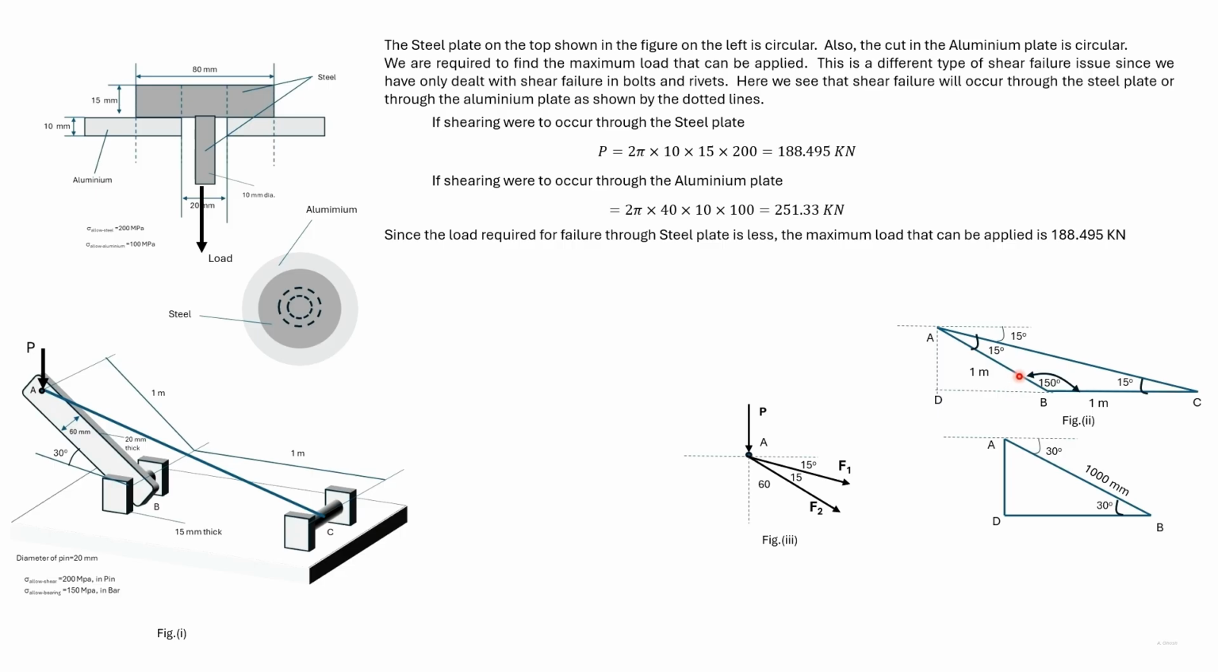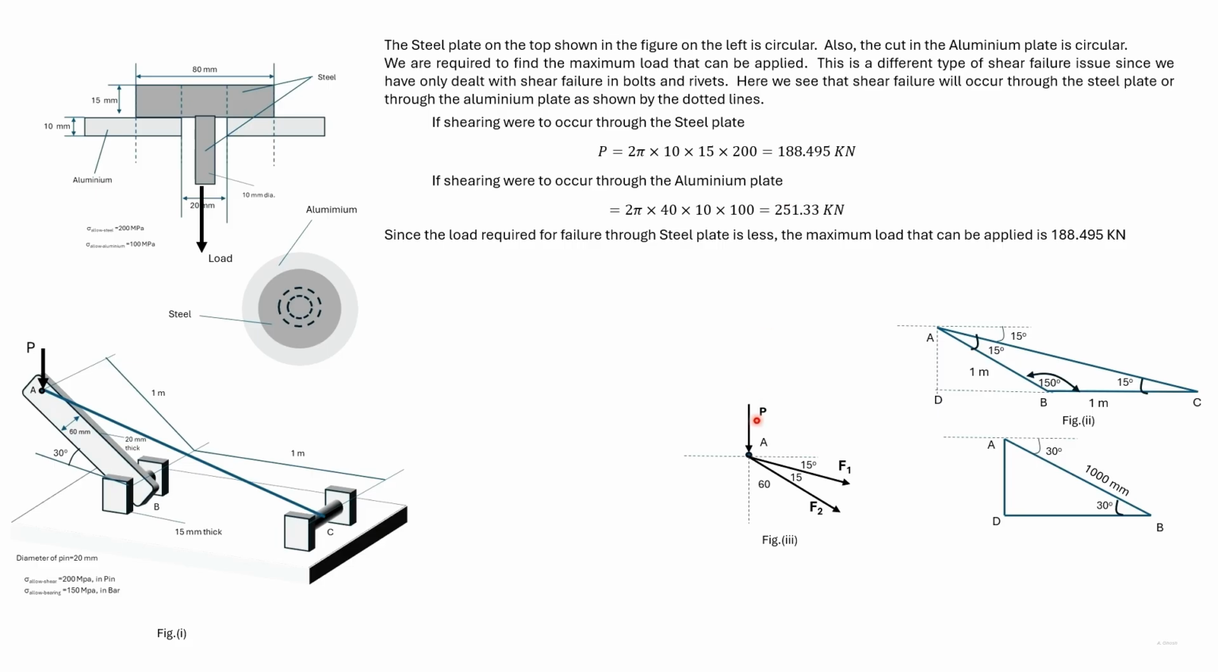This angle is 30 degrees. So this angle ABC would be 150 degrees. This is 1 meter and 1 meter, so this is isosceles. So both these angles would be 15 degrees. If this angle is 15 degrees, since this is 30, this is also 30, then this angle would be 15 degrees as well.